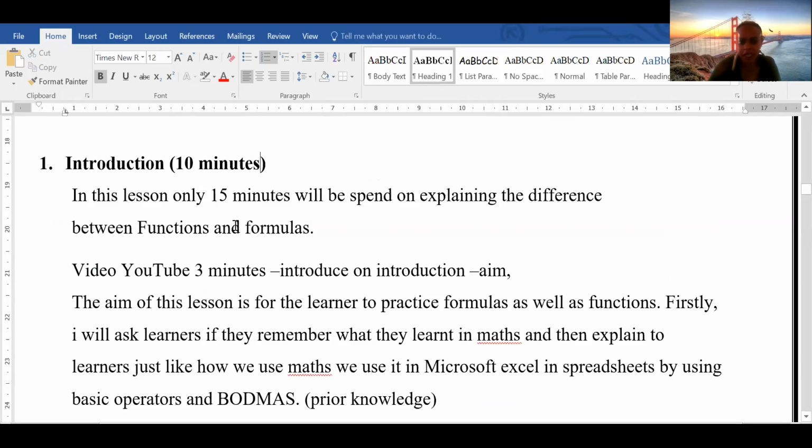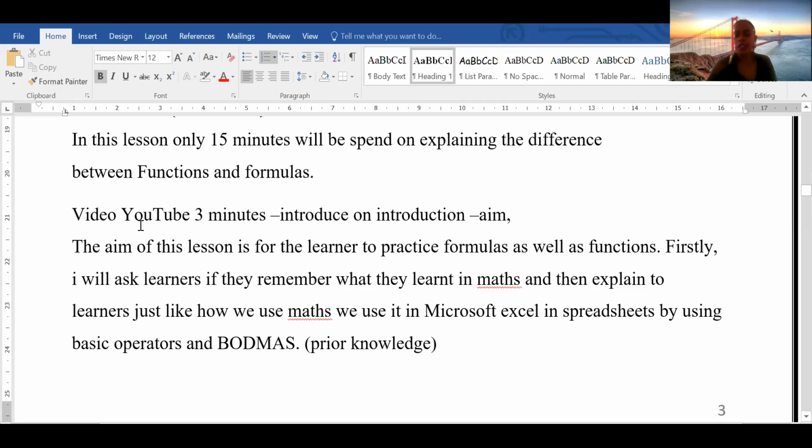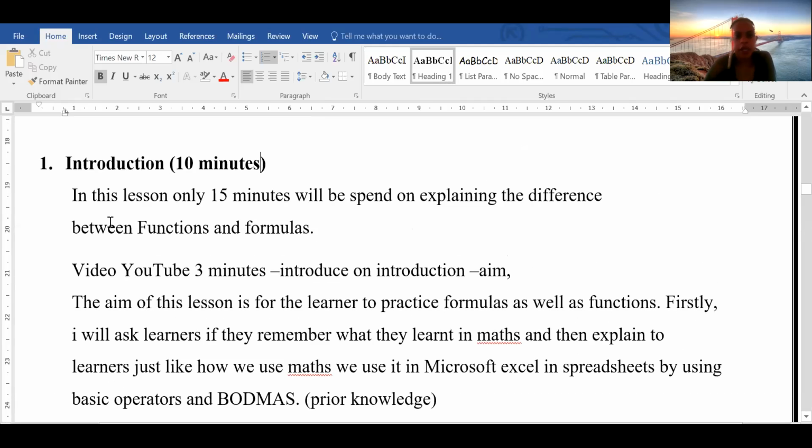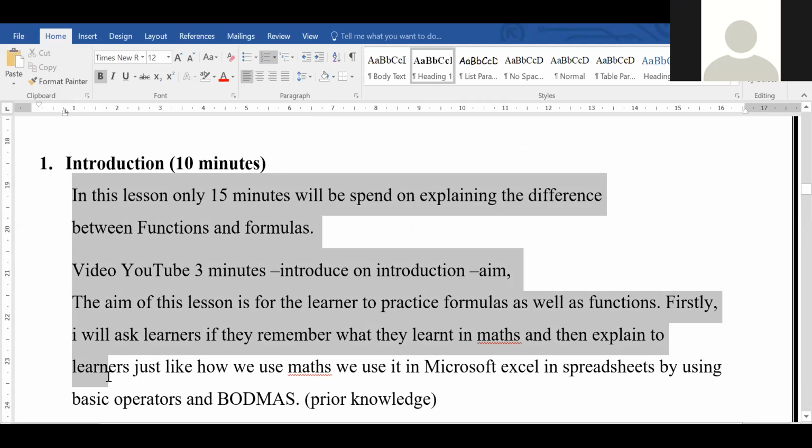Can you see the screen? The screen is visible? Yes. Okay.